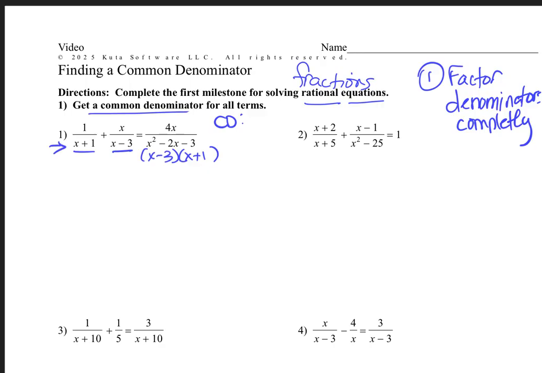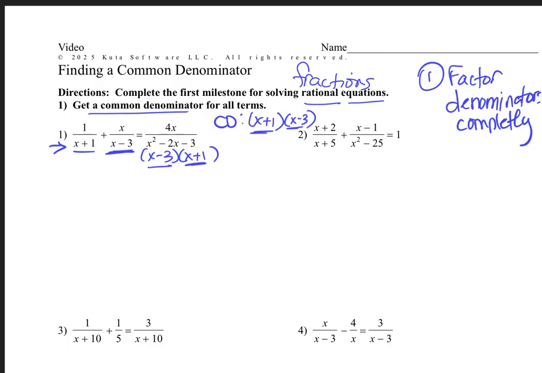And I say, okay, x plus 1 is a factor. So a common denominator is going to have that x plus 1. X minus 3 is a factor. A common denominator is going to have that x minus 3. X minus 3 is a factor, we already have it. And x plus 1 is a factor, we already have it. So that's literally what you want to go through. Just look at each one and make sure that each of the factors in that one is in the common denominator.